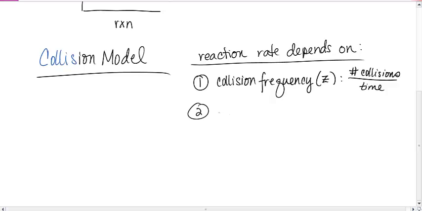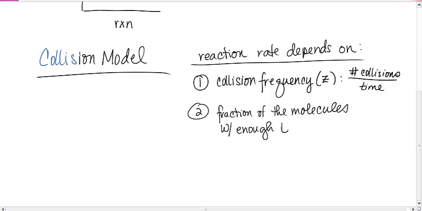The second thing we have is the fraction of the molecules with enough E sub A. E sub A is that activation energy. And that's designated F for fraction. Yeah, I didn't come up with these. This is what they call it. F for fraction. And so I'm going to refer to something that you are familiar with as we talk about F. And that's our good friend, the Maxwell-Boltzmann distribution.